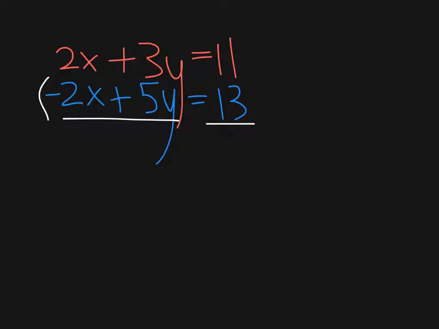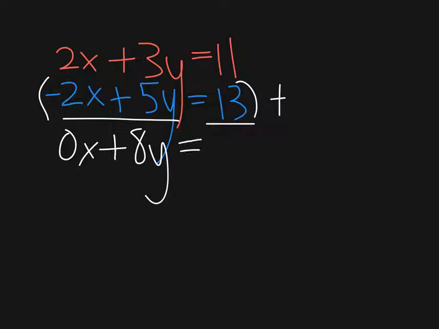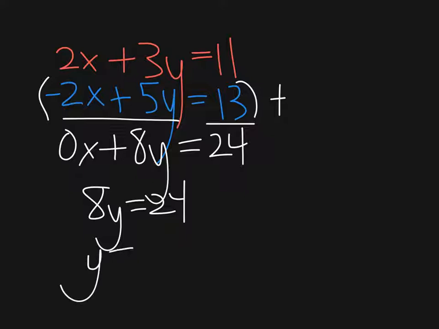So what I'm going to do here is add the same thing to both sides of the equation. I just put that in parentheses and put an addition symbol down there to make sure that it's clear what I'm doing. And what's going to happen is I'm going to combine terms. 2x plus negative 2x is just going to be 0x. 3y plus 5y is going to be equal to 8y. And that's going to be equal to 13 and 11 together. That's going to be 24. So I'm left with 8y is equal to 24. And so y is going to be equal to 3.